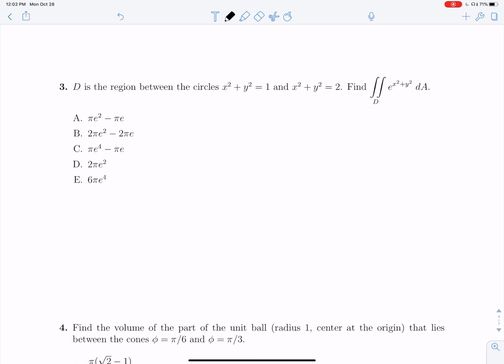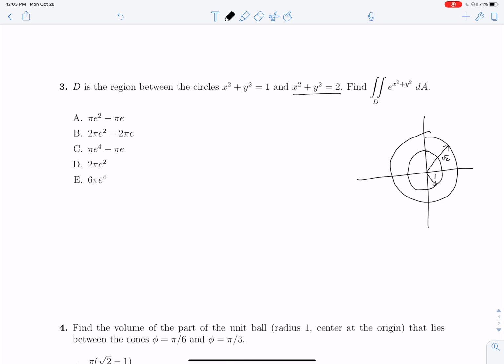Okay, we got a polar integration question. The region between the circles. Let's see. We'll make a nice little graph. We've got the circle with radius 1, and the other circle. This isn't radius 2. This is radius root 2. Important to recognize.